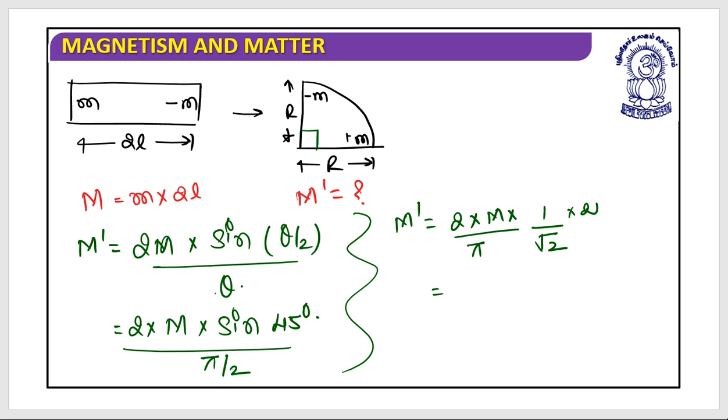So this could be written as 2 into 2, 4. This is 2, this is root 2, so this is root 2. This is 2 root 2 multiplied by m divided by pi. This is m dash. I hope this is clear. This m dash is equals to 2 root 2 into m by pi. Is it clear? One more.